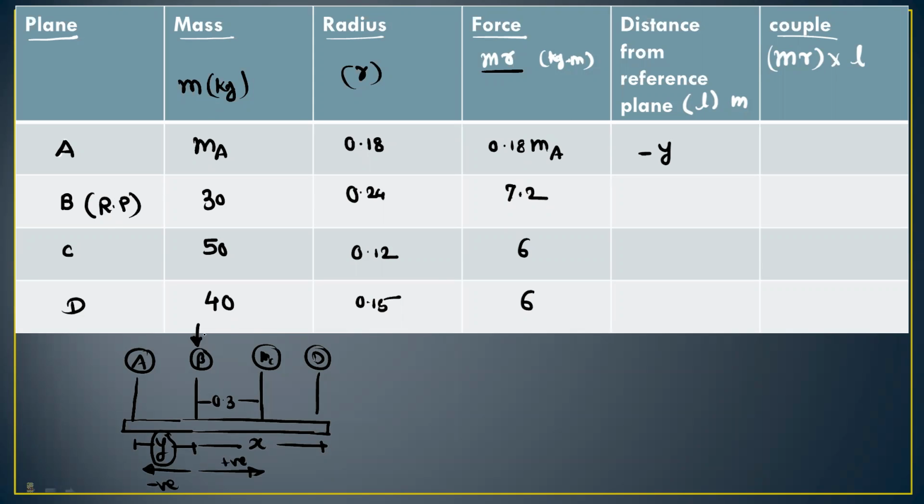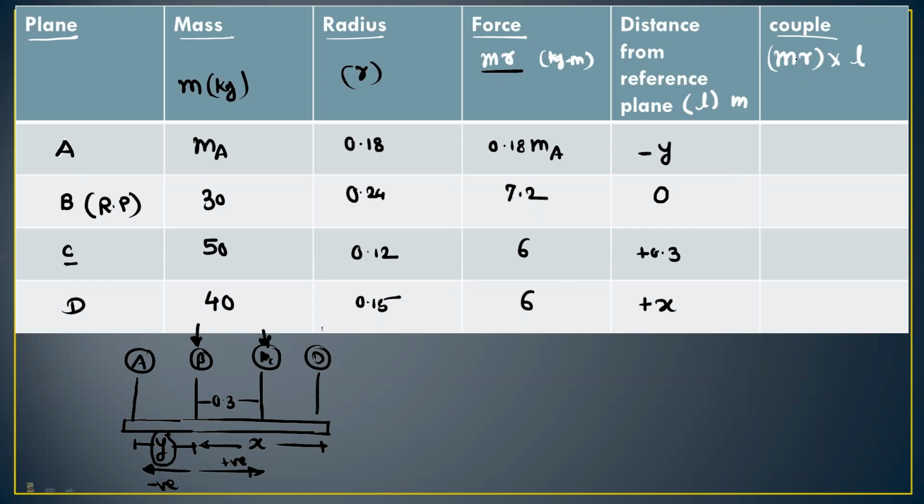Then the mass B is exactly lying on the reference plane, so distance is 0. This mass C is at distance 0.3 meter from the reference plane, that is plane B, so it is plus 0.3. And the mass D is at distance X with respect to this reference plane, so it is plus X.